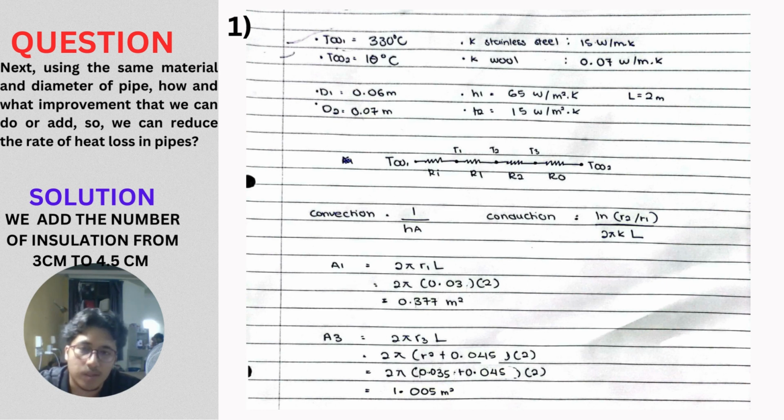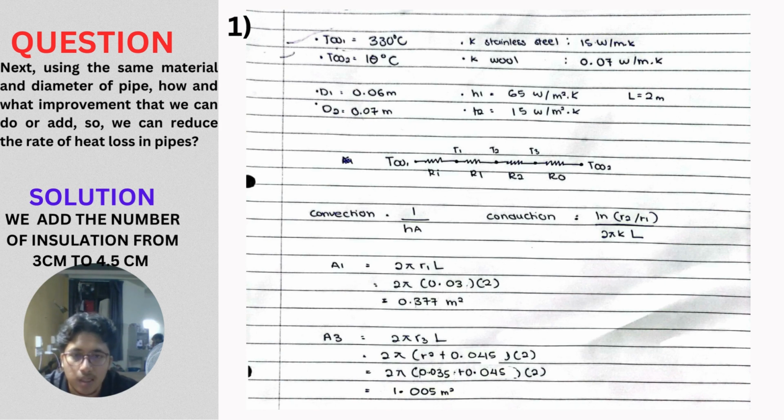I will present about this question and how to solve it using the calculation. The question is what improvement we can do or add so we can reduce the rate of heat loss in pipes. The solution is we add the thickness of insulation from 3 cm to 4.5 cm. First step is we take out all of the information they gave to us.